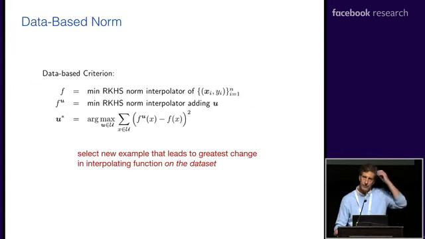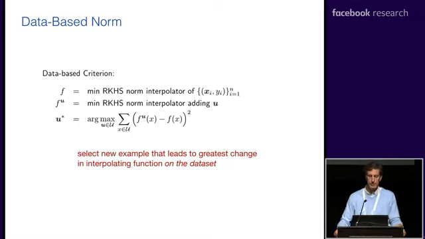So we also study a different type of norm, just a variation. Rather than using the kernel norm or the neural network weight norm, we could use a database norm. Here's the idea. Again, we have f, which will denote our minimum norm interpolator of a given set of initial training examples. f superscript U will be the min norm interpolator if I add the point U.